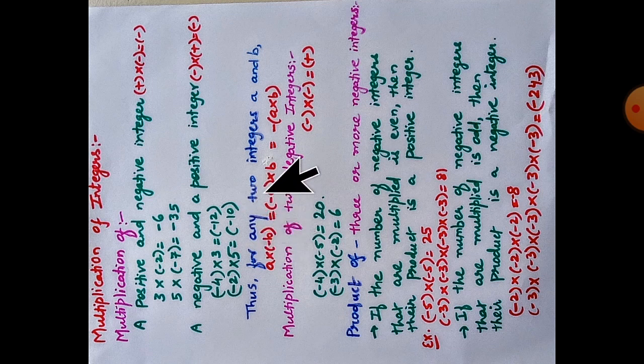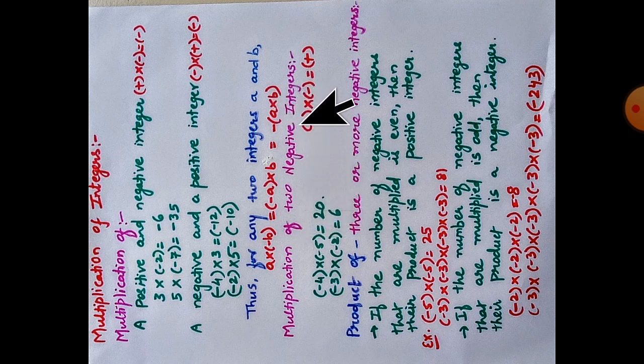Thus for any two integers a and b, a into minus b equals minus a into b equals minus of a times b. So if positive is multiplied by negative, equal to negative multiplied by positive, it will be minus of the answer, minus of the product.